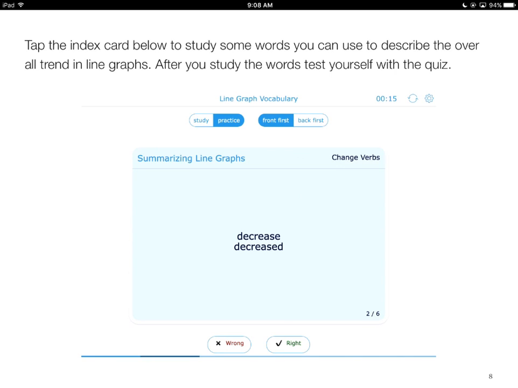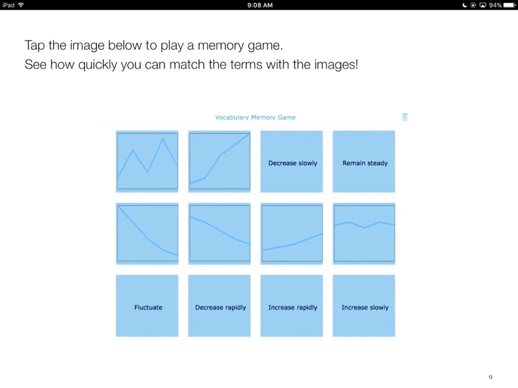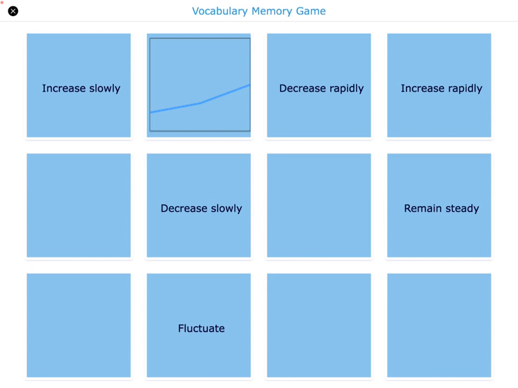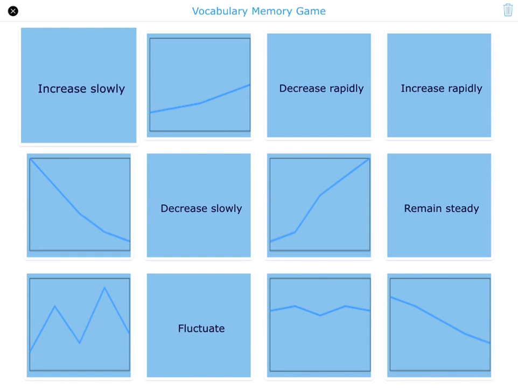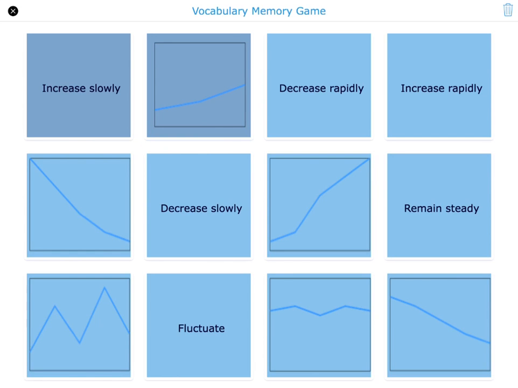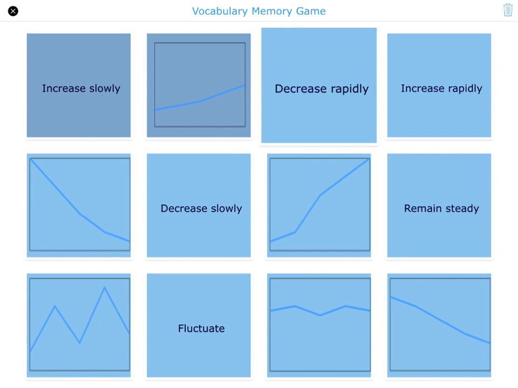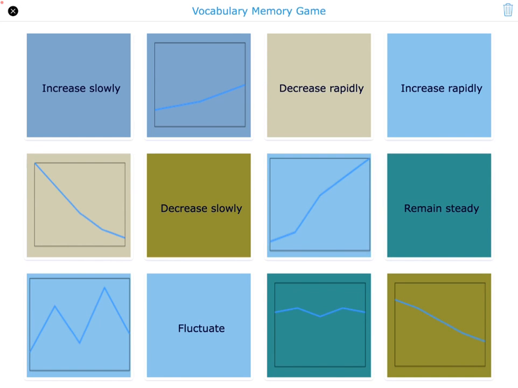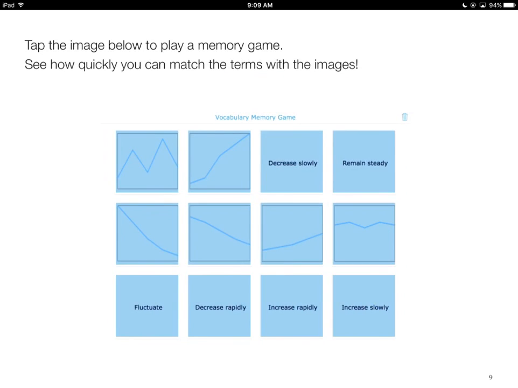Okay, there's a timer here that shows them how long they've been studying. When they feel they know these terms, they can play a quick memory game. It's built right in, where they match the term to the visual description of it. So increase slowly goes with this one, and when it's correct, they change to the same color. So here we have decreased rapidly in this image. They match. Decrease slowly would be this one, and remain steady, and so on. So they can test themselves here.